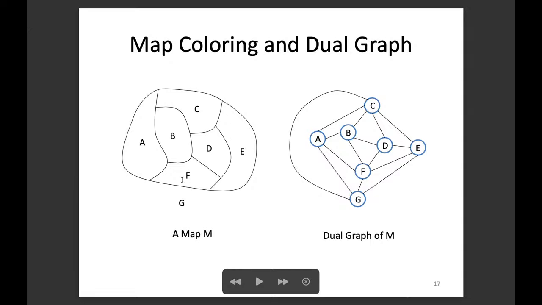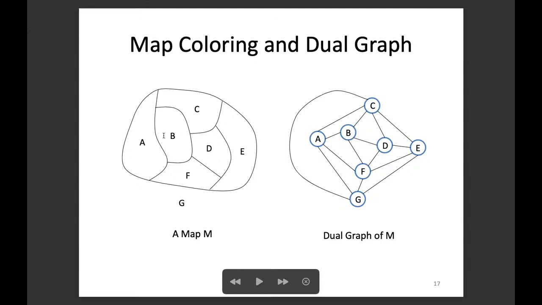There could be seas, something like this. Now, for a given map that we draw on a paper, so it is a planar graph actually, we can produce something called the dual graph of this map. So the dual graph here is, we are going to use a vertex to represent a region. So this is region A. I'm going to use a vertex A to represent it. Region B, a vertex B to represent it. And then we join two vertices here if the two regions share a common boundary. So A and B on their boundary, there is some part they're touching.